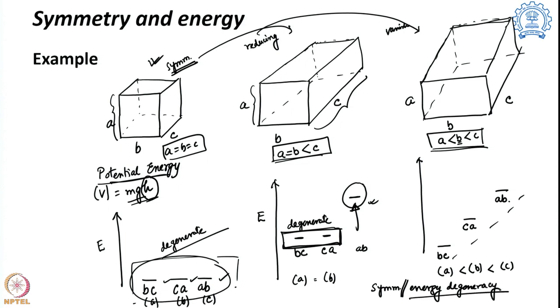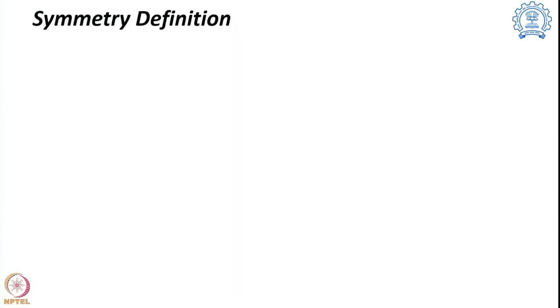So if I want a very symmetric system, I would end up with a very energy degenerate system. Whereas if I take an asymmetric system, my energy degeneracy will be breaking down. And this energy degeneracy, and exactly what the energy is, will define the reactivity of a molecule. That is why symmetry and energy are very crucial points which we have to take a close look at. So with that, now we move to the definition of symmetry.